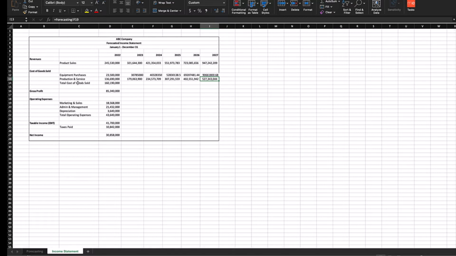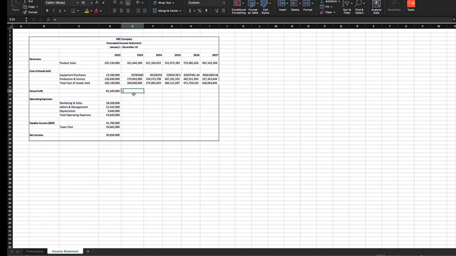So now we can get a total cost of goods. So this is just going to be a summation. So this is what's going on here as well. And we can drag that across. And now we have our total cost of goods sold for every year for the next 5 years.